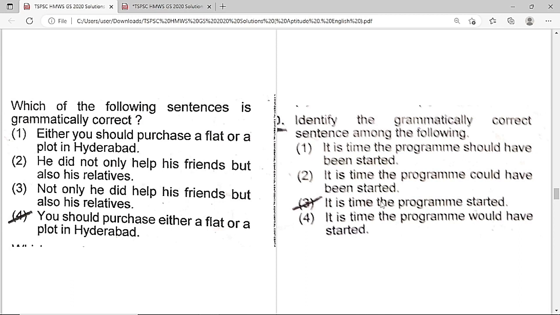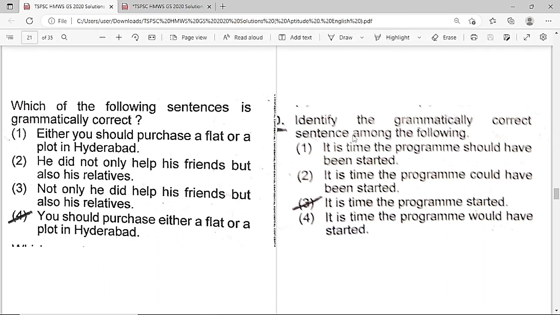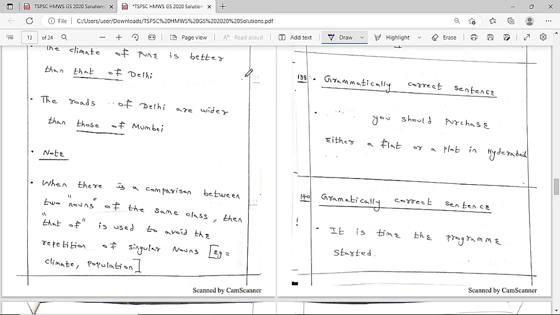So we can say it is the time the program started. So this is the grammatically correct sentence. So we can say it is the time the program started. This is the grammatically correct sentence. Now we'll discuss something more about this one.